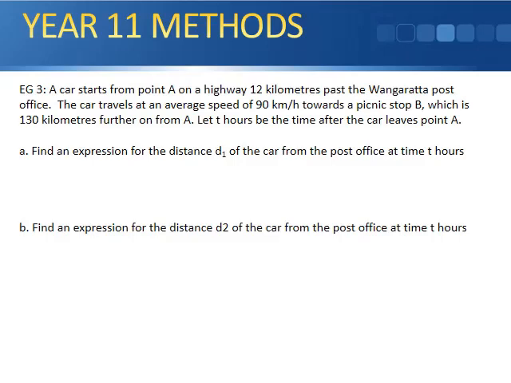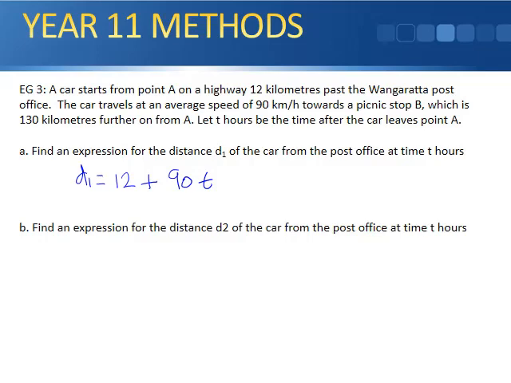Example 3 says a car starts from point A on a highway 12 kilometres past the Windy Road post office. The car travels at an average speed of 90 kilometres per hour towards a picnic stop B, which is 130 kilometres further on from A. Let T hours be the time after the car leaves point A. Find an expression for the distance D1 of the car from the post office after T hours. Well, D1 will be 12 kilometres that they've gone past the post office, plus 90, because it's travelling at 90 kilometres per hour, times T hours.